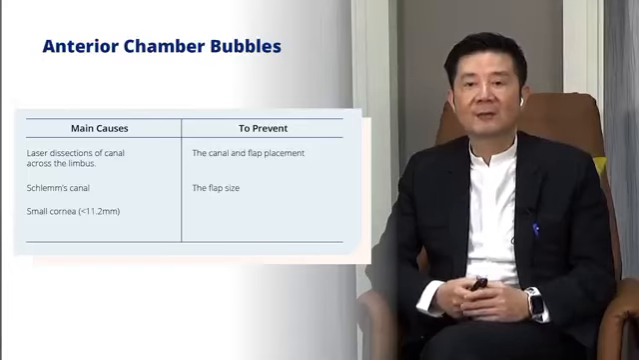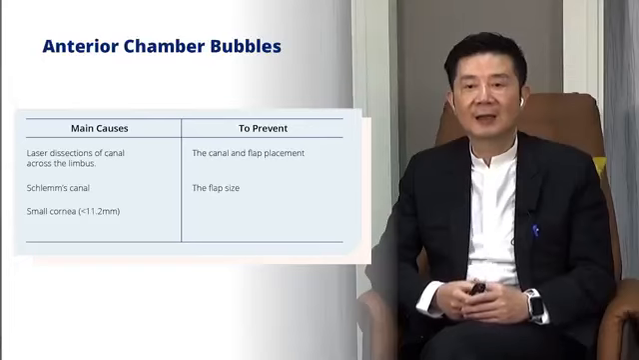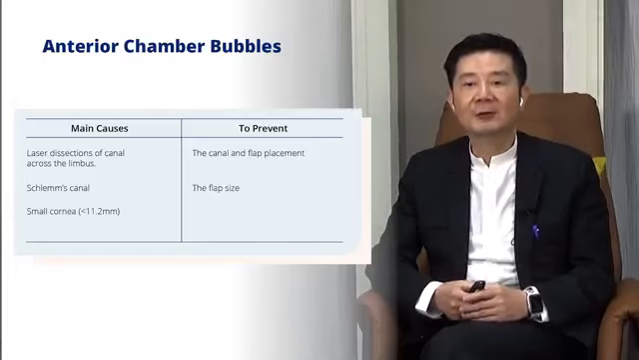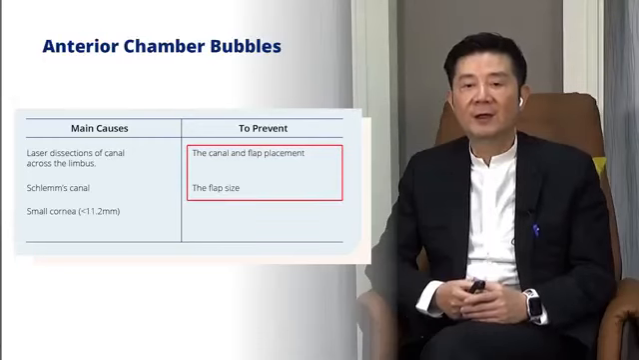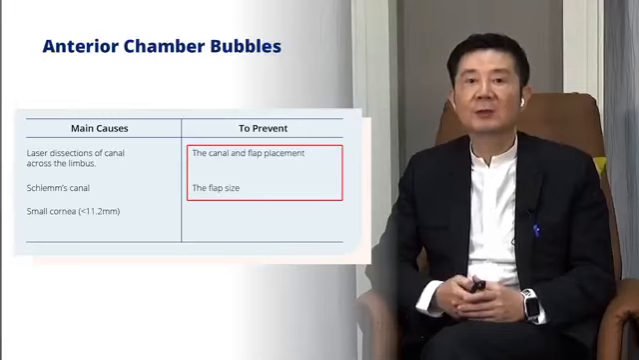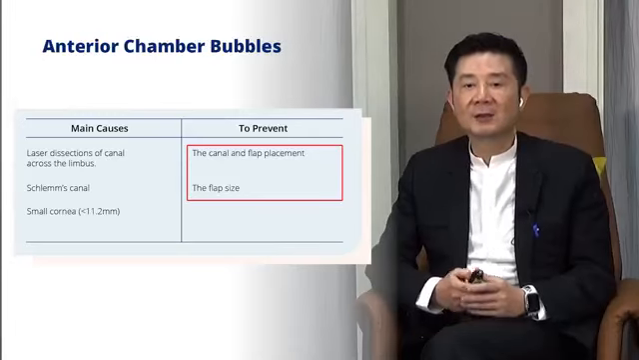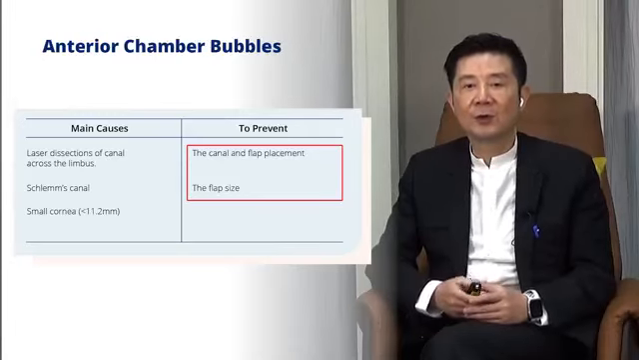If the bubbles are very small, you can turn off all the room lights, let the pupil dilate, and check in a dark environment until the pupil is large enough to pass the tracker. Otherwise, let the patient sit up and wait several hours until the bubbles resolve to small enough to be tracked. To prevent this, the flap placement should not be too close to the limbus. Set a smaller flap size for a small cornea.